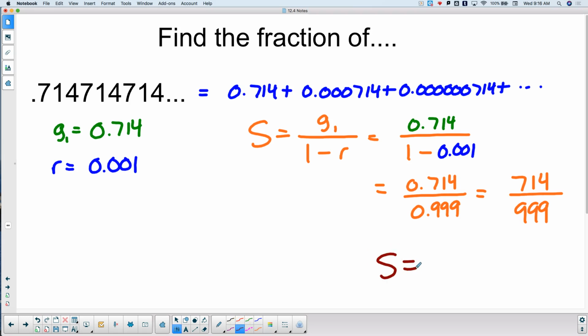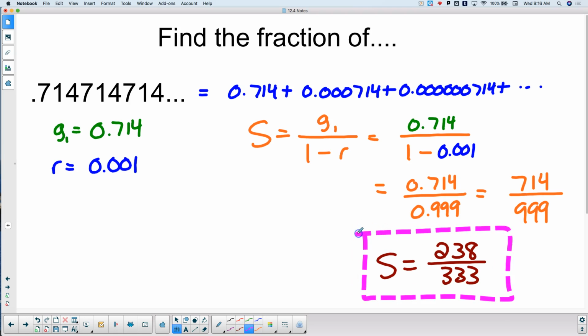3 goes into 7 twice with a leftover of 1. 3 goes into 11 thrice with a leftover of 2. 3 goes into 24 8 times. So I get a fraction of 238 over 333. Yes? Okay.